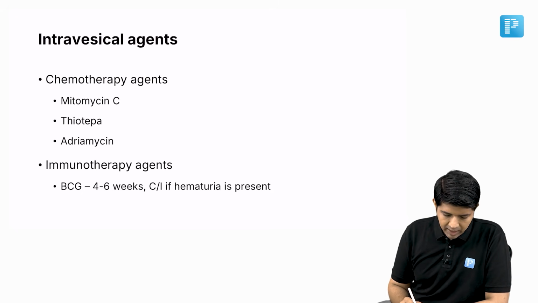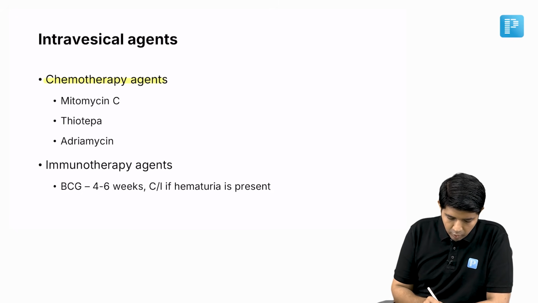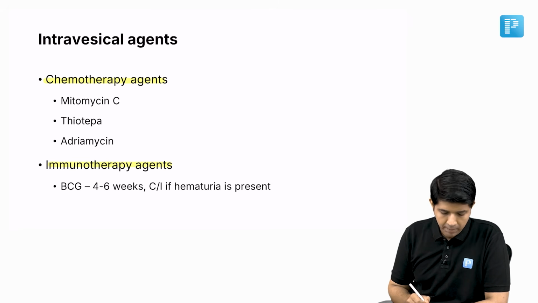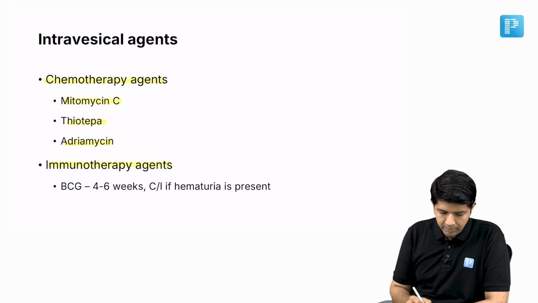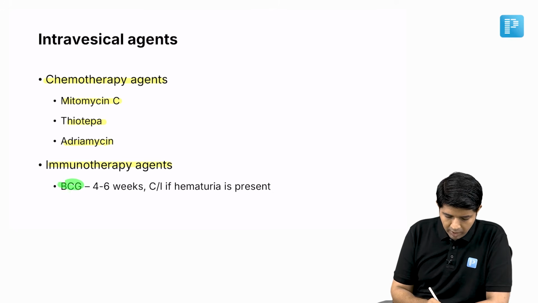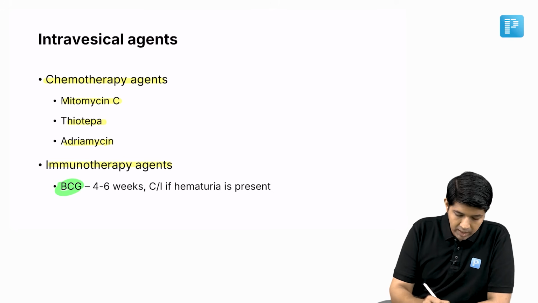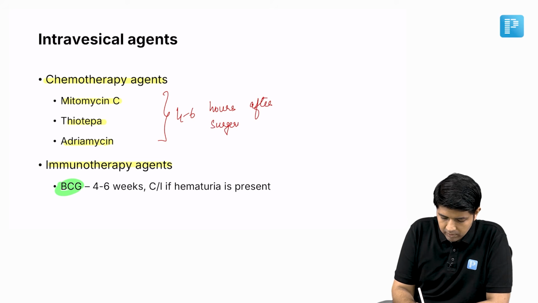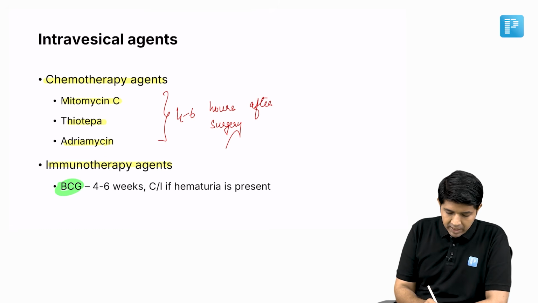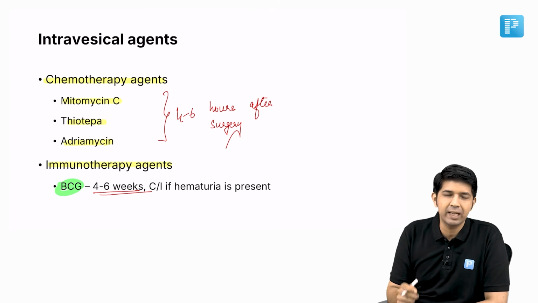Coming to these intravesical agents, like I said, it can either be chemotherapy or it can be immunotherapy. Chemotherapy, you have mitomycin, thiotepa, adriamycin. Whereas for immunotherapy, you have your BCG. See, these you will give within 4 to 6 hours after surgery. Whereas BCG you will give 4 to 6 weeks later.